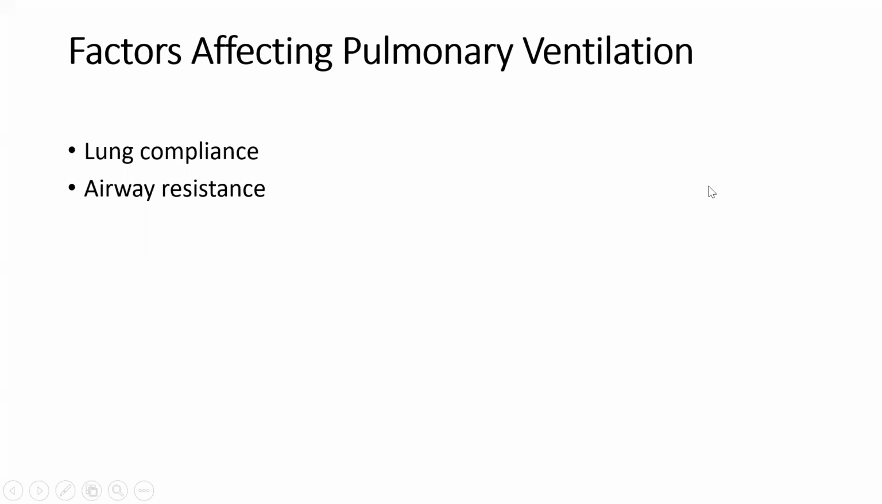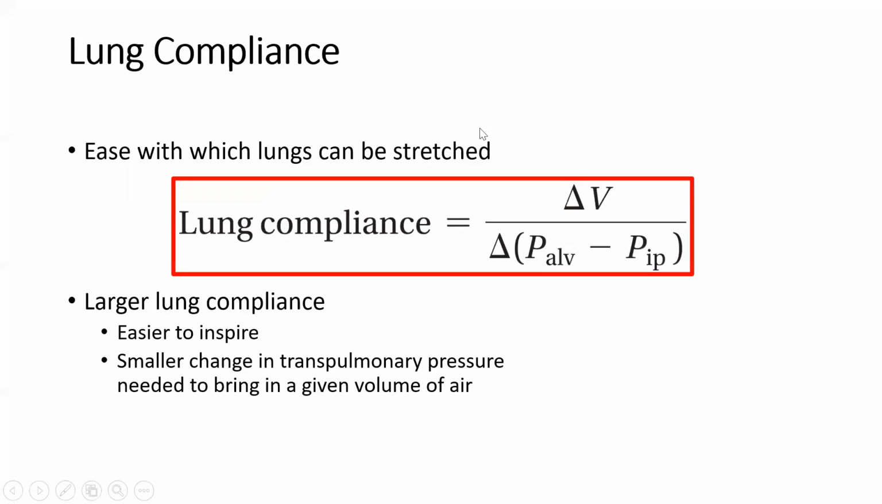Two main factors that affect pulmonary ventilation are going to be the lung compliance and the airway resistance. And so we'll speak about these individually, and then we'll go on to speak about how we can measure pulmonary ventilation based upon lung volumes, lung capacities, which are recorded using the pulmonary function tests.